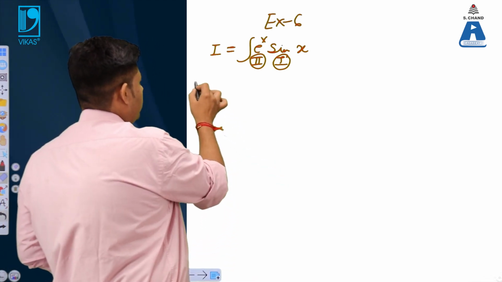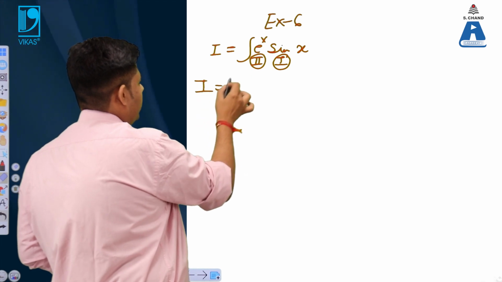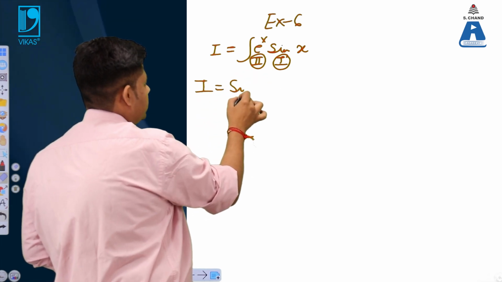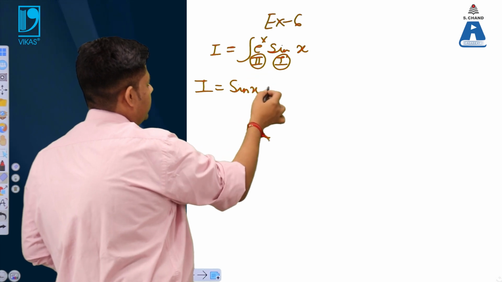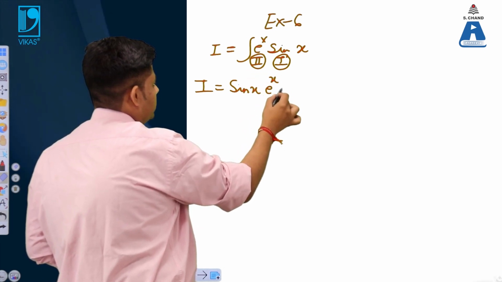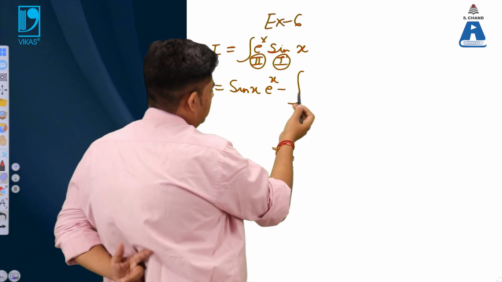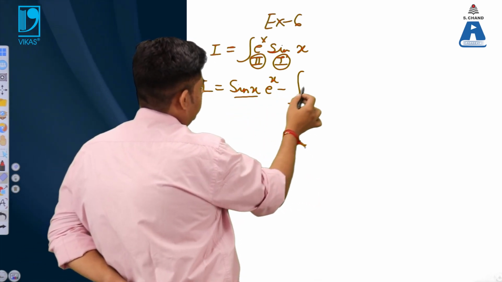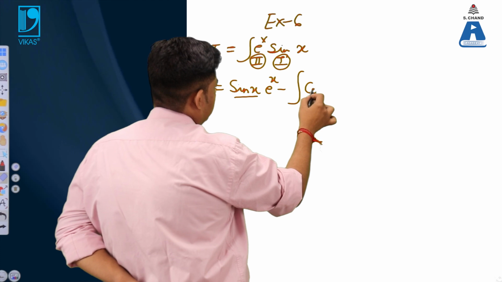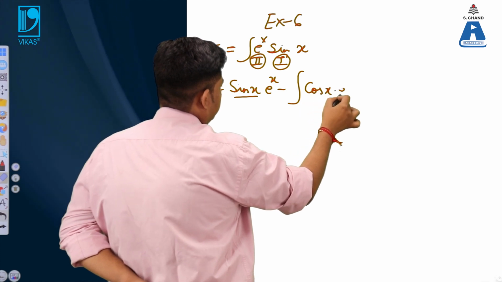So what is the basic formula? The formula says that you have the first function, which is sin x, into the integral of the second, which is e raised to the power x, minus you have a big integral, which has the derivative of the first function, which is the derivative of sin x as cos x, into e raised to the power x.